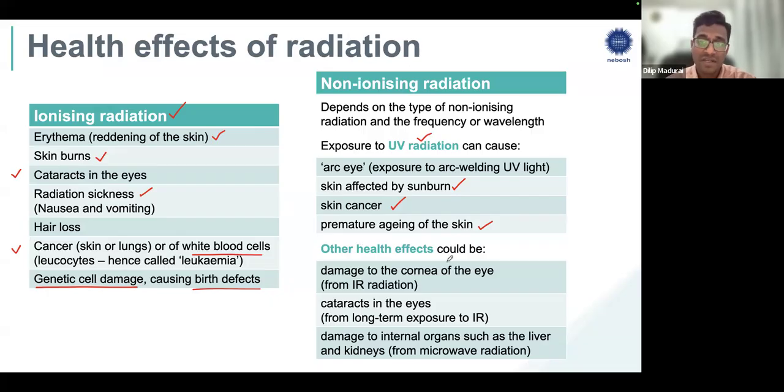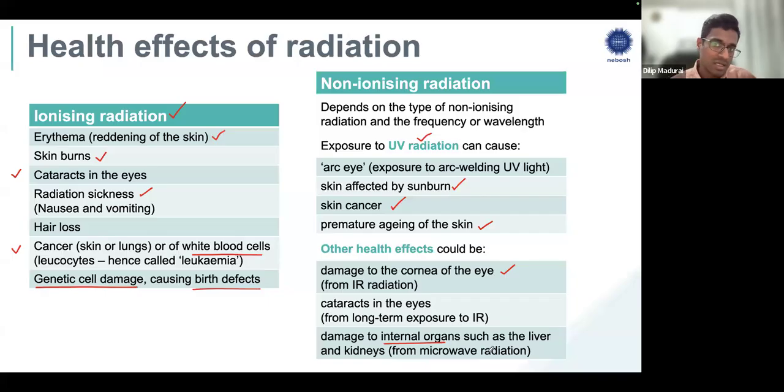And then other health effects: damage to the cornea of the eye. So the cornea is the lens of the eye. And then cataracts, the blurred vision, forming a clouding lens, and then damage to internal organs such as the liver and kidney from microwave radiation.